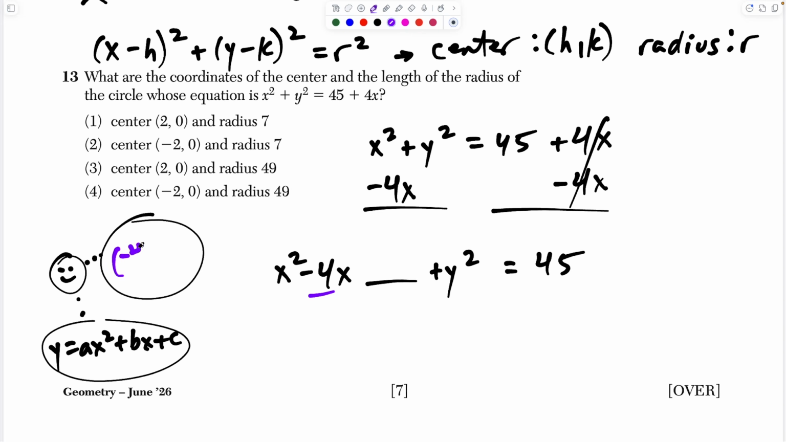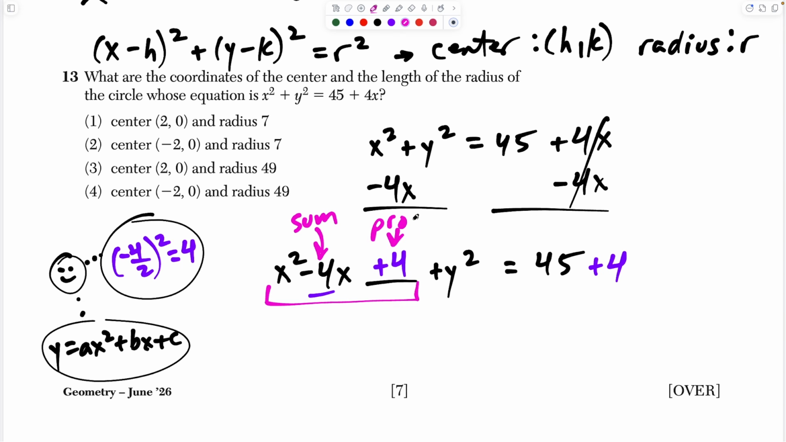We want to take the b value divided by 2 and then square it. And this would give us (-2) squared, which is +4. And whatever number you get, that's the number you add to both sides so that you actually complete the square. What completing the square actually means is turning the quadratic into a perfect square trinomial. So this quadratic piece over here is now a perfect square trinomial, when I have to come up with two numbers that have a sum of -4 and a product of 4.